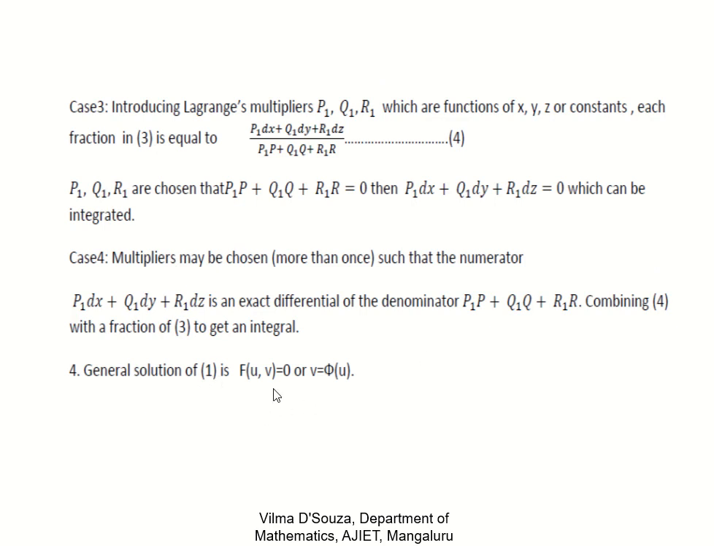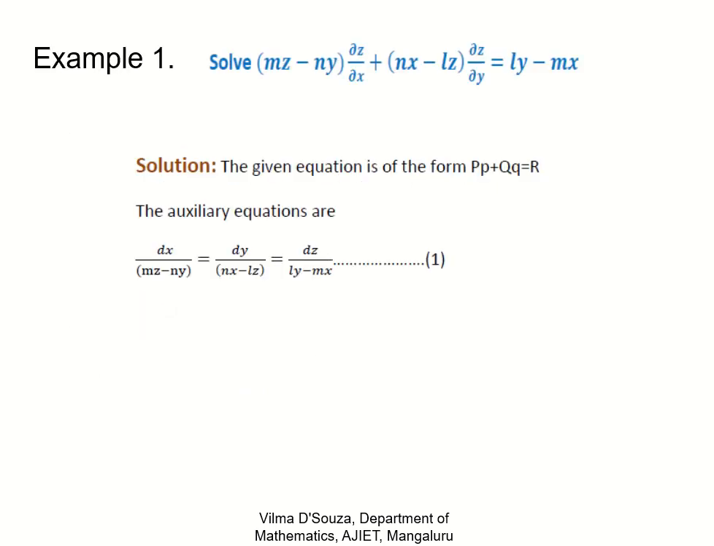So finally, you write down the general solution as f of u comma v is equal to 0, or v as a function of u, v is equal to phi of u. So take up one problem. Solve (mz minus ny) dou z by dou x plus (nx minus lz) dou z by dou y is equal to ly minus mx.